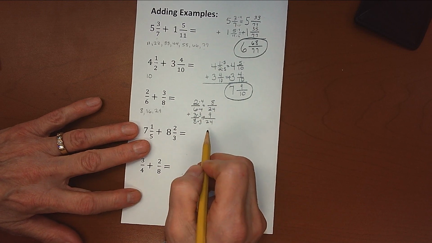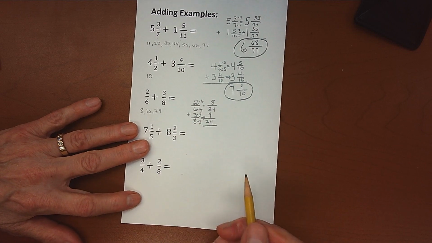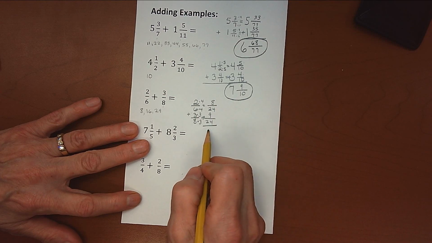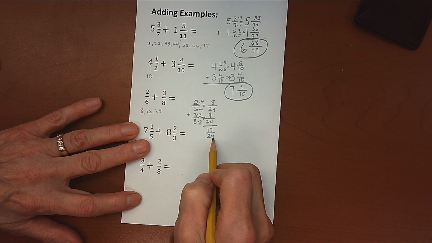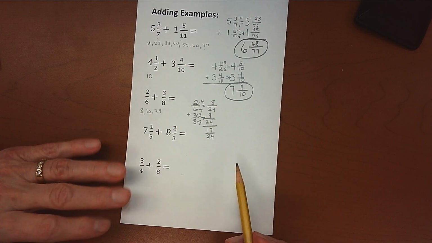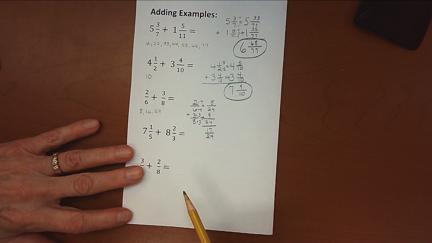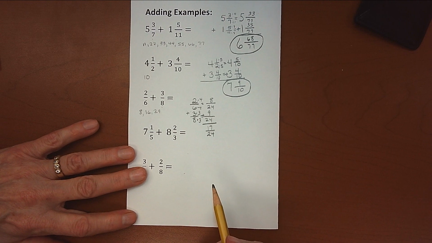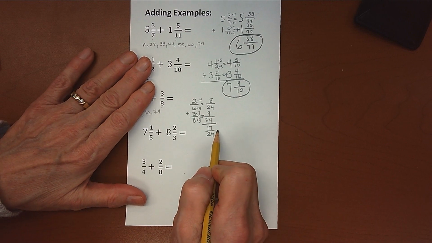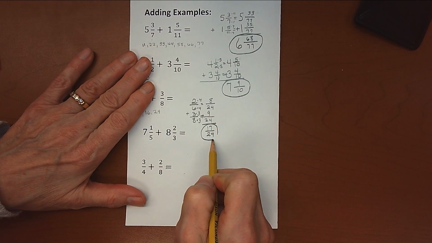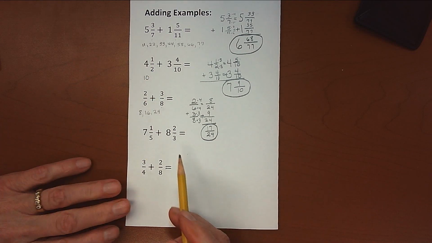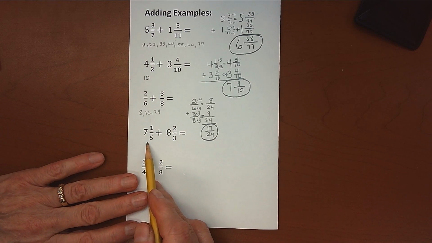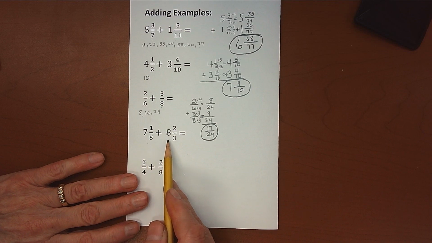Put an addition sign to remind myself I'm adding. And I know that 8 plus 9 is 17, and I don't add the denominators, so I just bring down 24. And I check to make sure that I can't do any reducing here. 17 and 24 don't have any common factors. I can't divide them by the same thing. And so 17/24 is my answer.